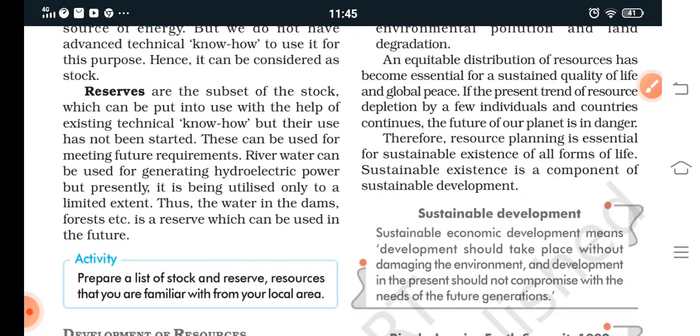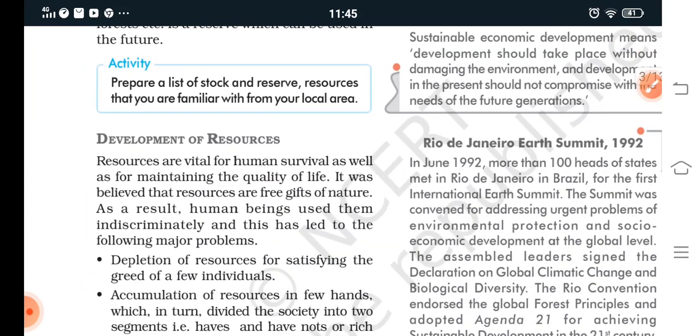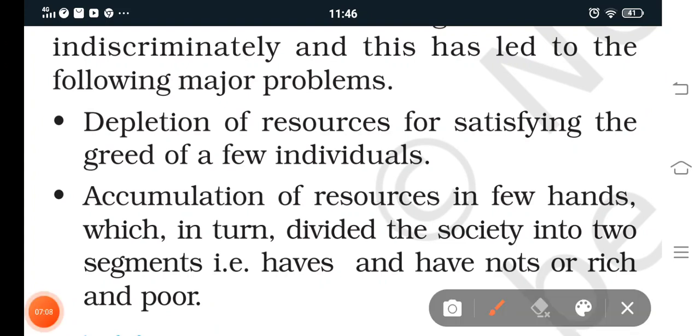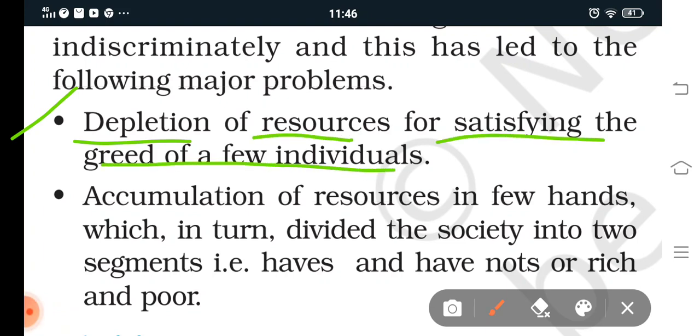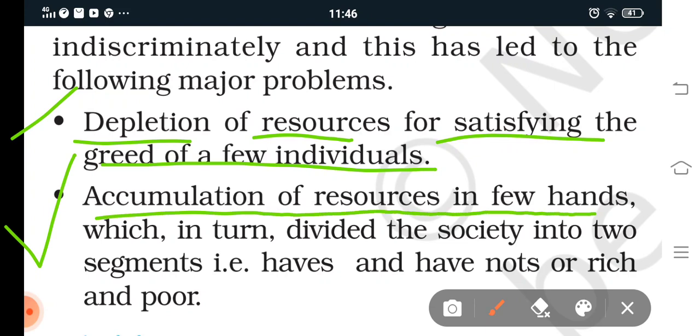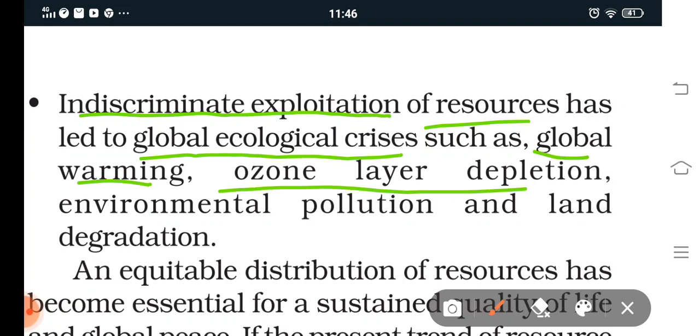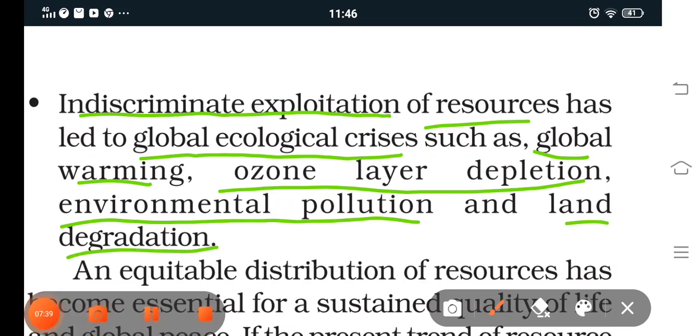Let's begin with development of resources. Why is it not happening? Let's see some problems. One, depletion of resources for satisfying the greed of people. Accumulation of resources in the hands of a few people, which means the rich people have all the resources and the poor don't have. And indiscriminate exploitation of resources, which has led to global ecological crisis such as global warming, ozone layer depletion, environmental pollution, land degradation, and whatnot.